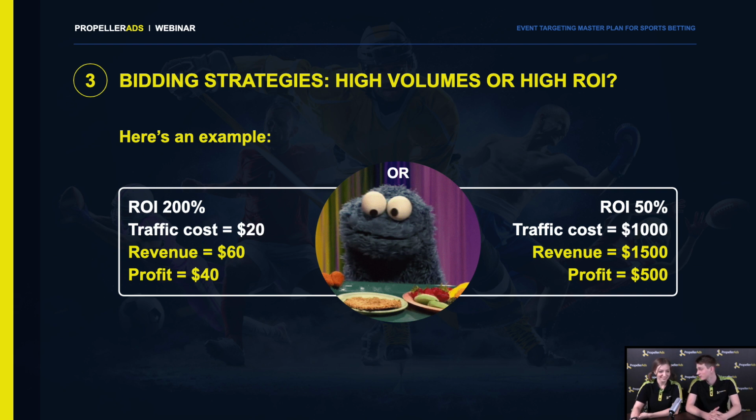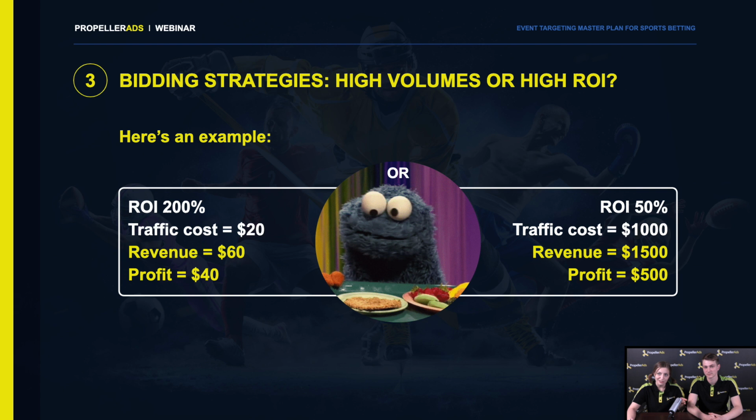High volumes or high ROI. This is a situation when the character needs to make a decision: less volume and more calories, or vice versa, more volume and less calories. This is a great description, actually, of your own choice when you optimize the betting campaigns.